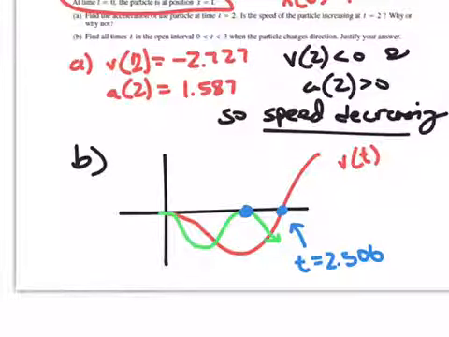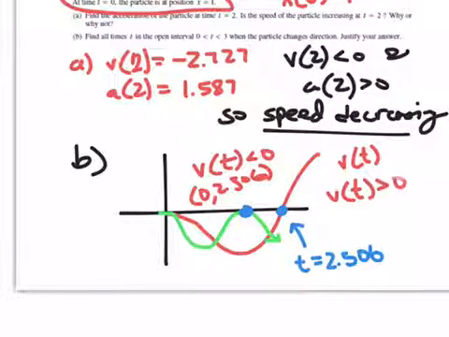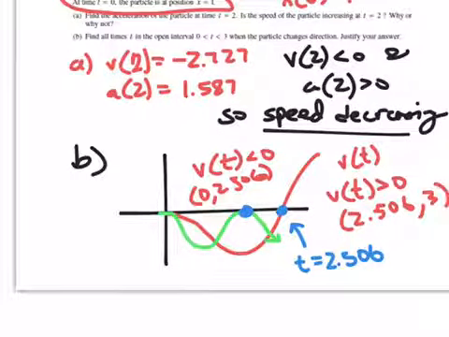So what I would say is that the velocity is less than 0 to the left of 2.506, okay, or on this interval from 0 to 2.506, and then the velocity changed to then being positive when we got past 2.506 up to 3, we could say. We don't really know or care.